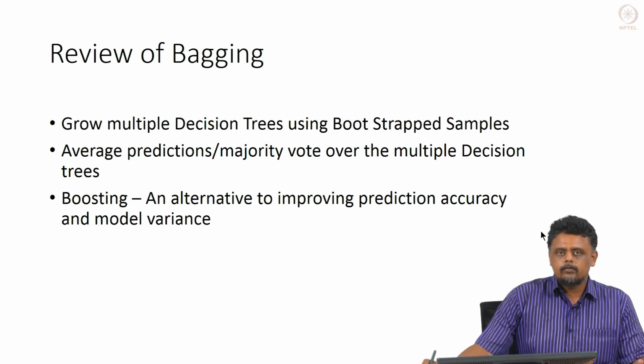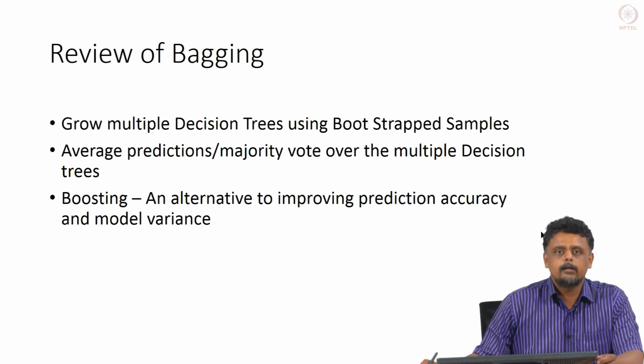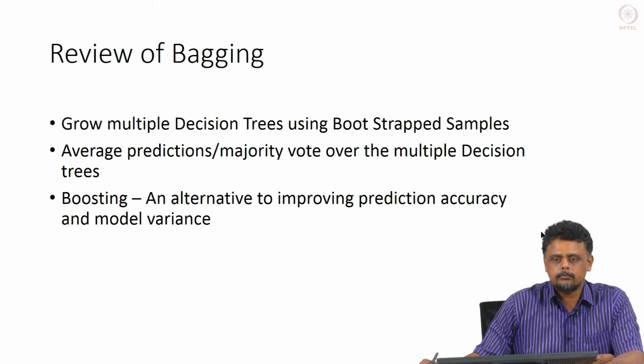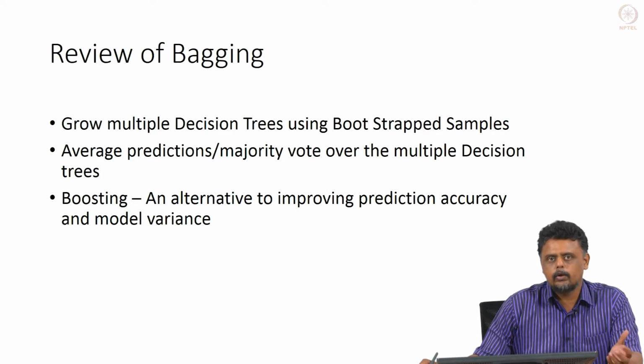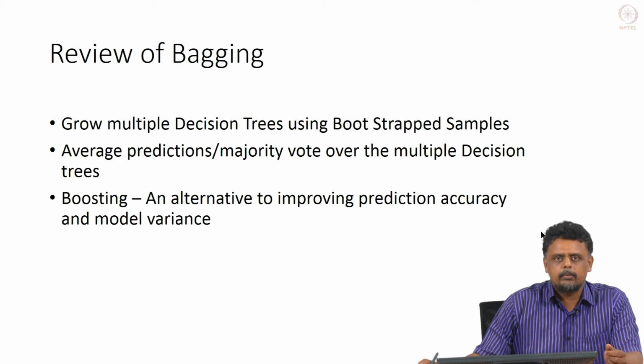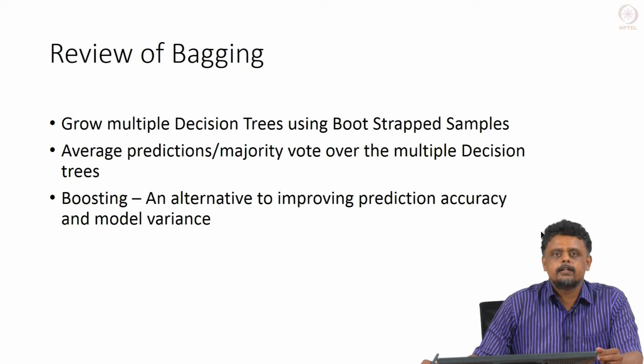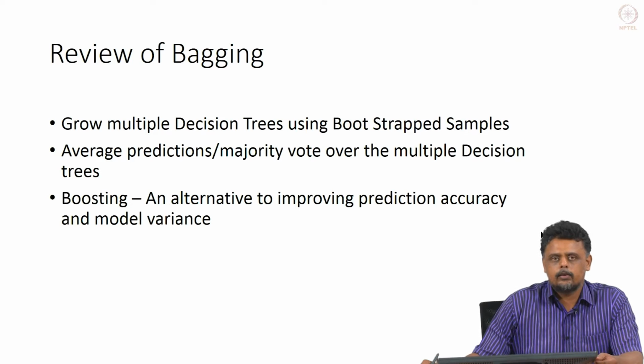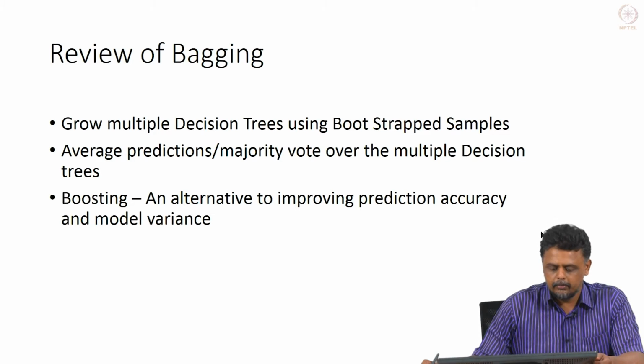Okay, so we saw in the last lecture that bagging improves performance primarily by reducing the variance, and that is accomplished by training multiple decision trees over bootstrapped samples of your data. The output is the average of all the decision trees when you are looking at a regression problem, or you take a majority vote if you are looking at classification problems.